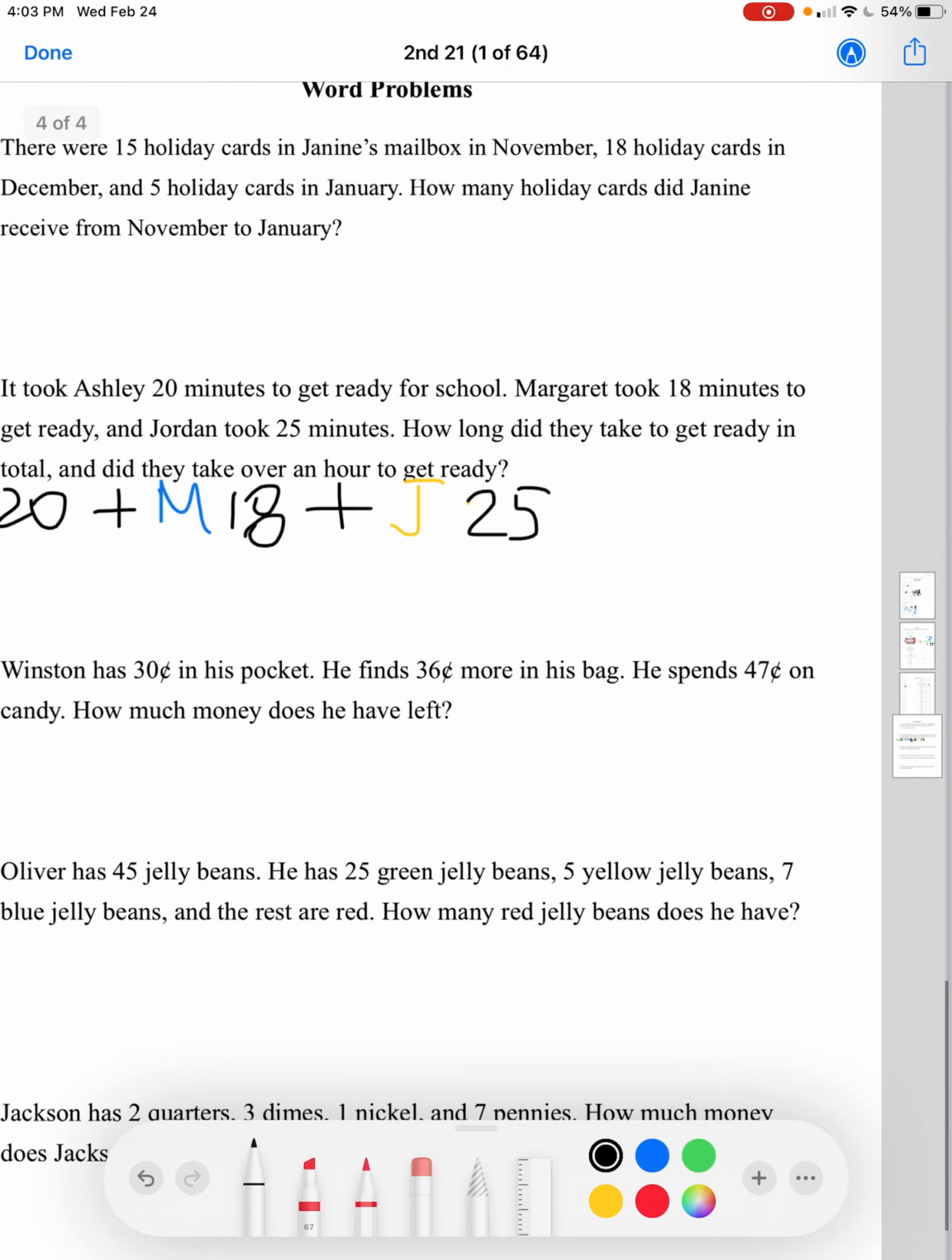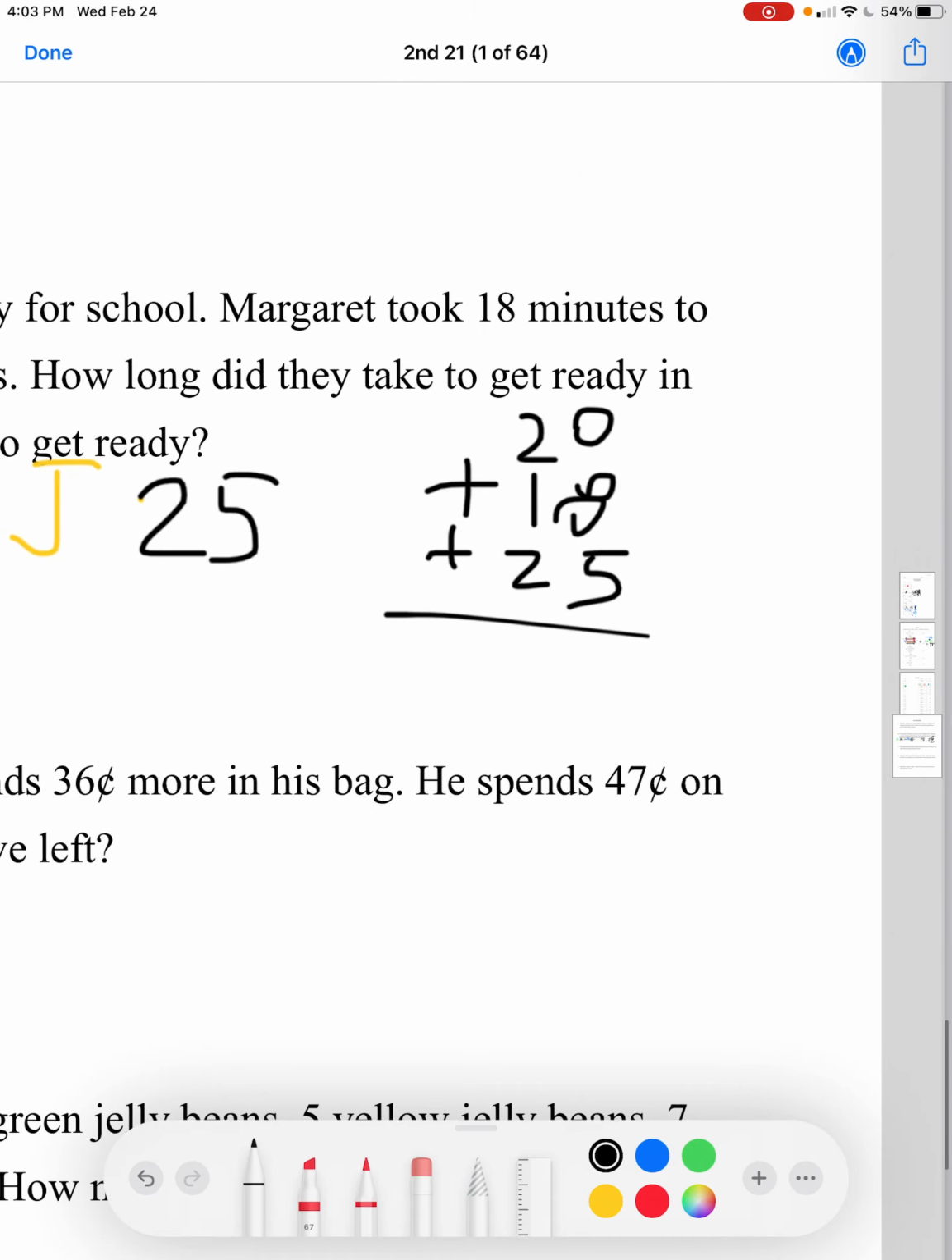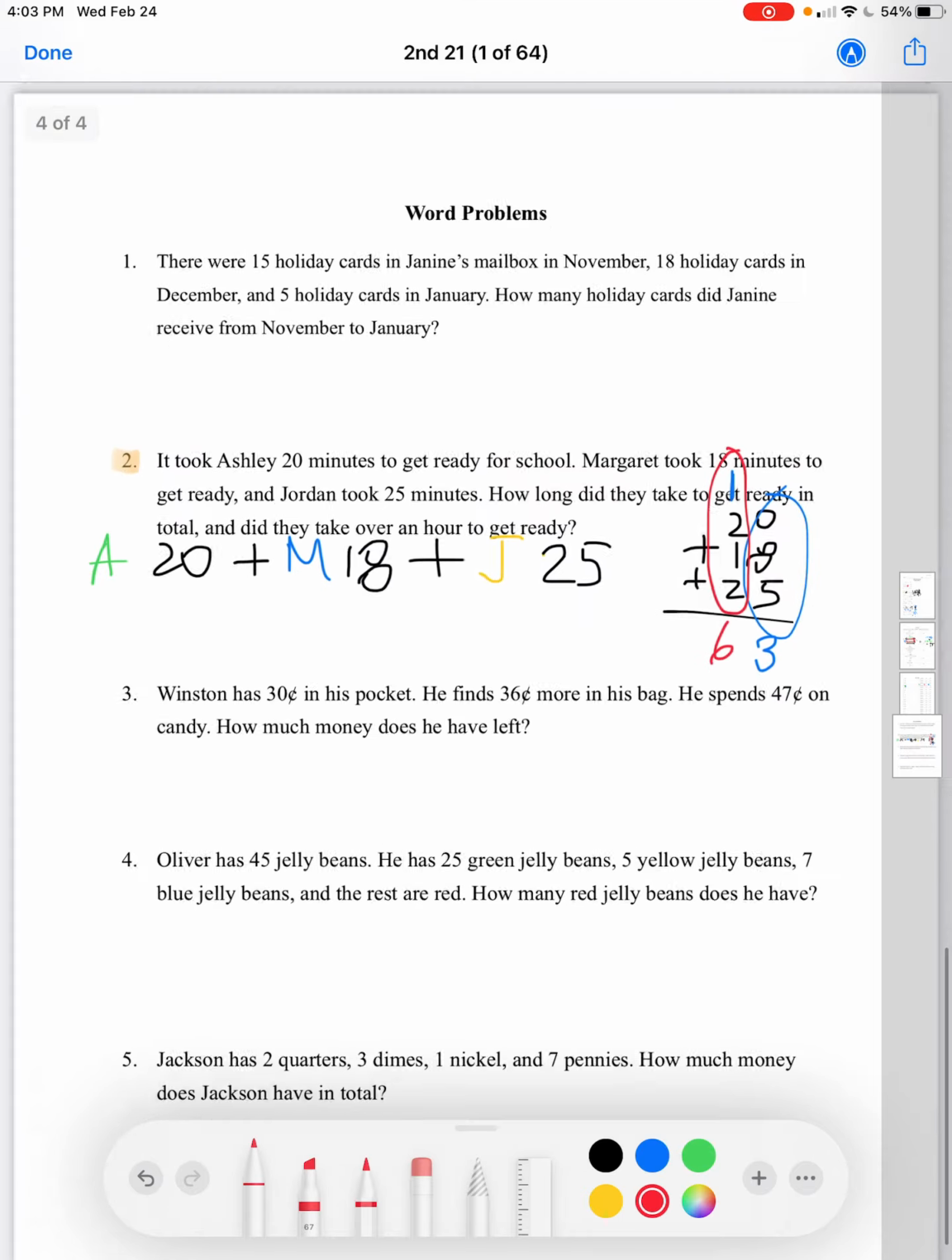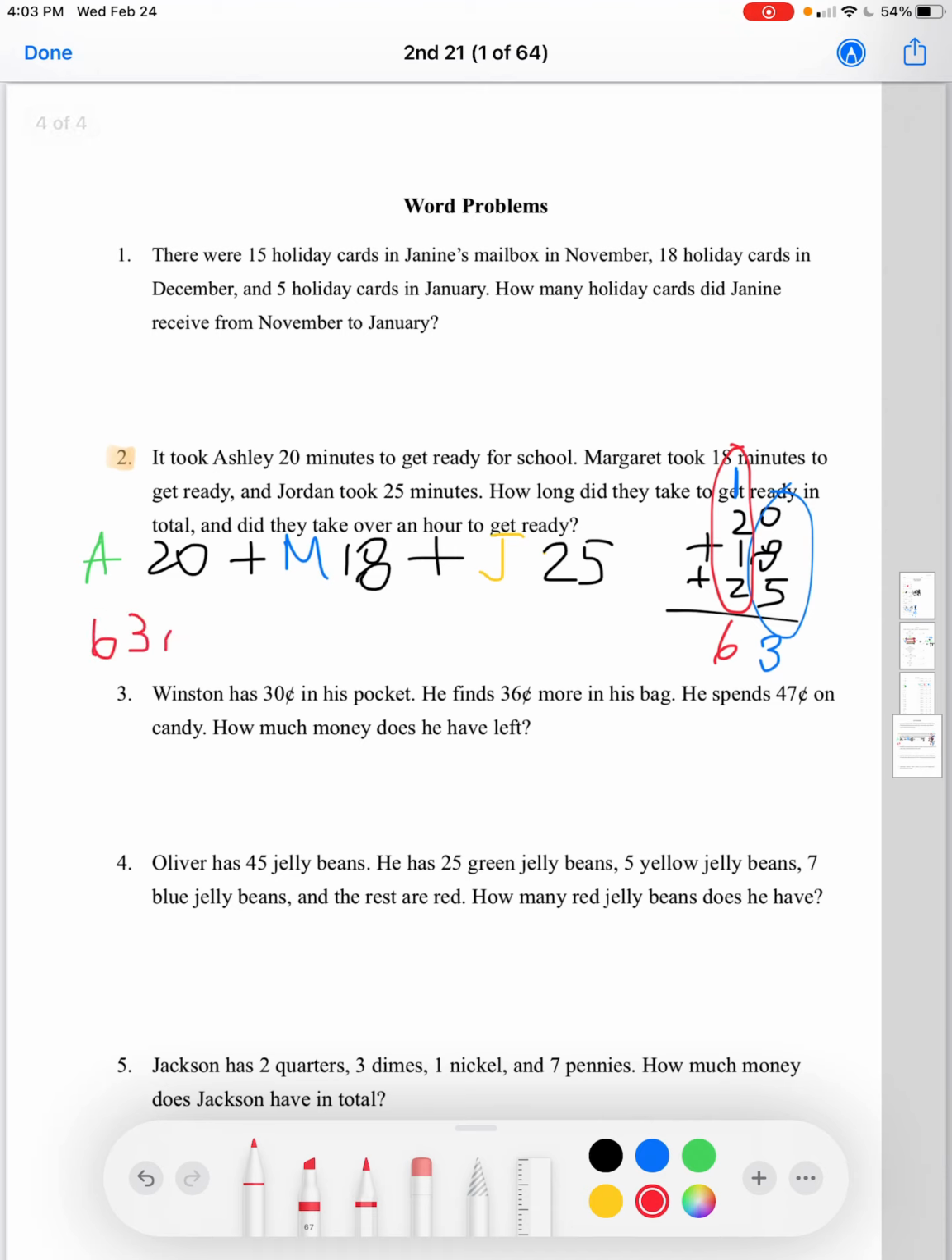Let's stack the numbers. 20 plus 18 plus 25. Now in the ones place right here, we have a 0 plus 8 plus 5, which is 13. So we'll put the 3 and regroup the 1. Then in the tens place right here, we have 1 plus 2, which equals 3. And 3 plus 1 is 4. 4 plus 2 equals 6. It took them 63 minutes in total.